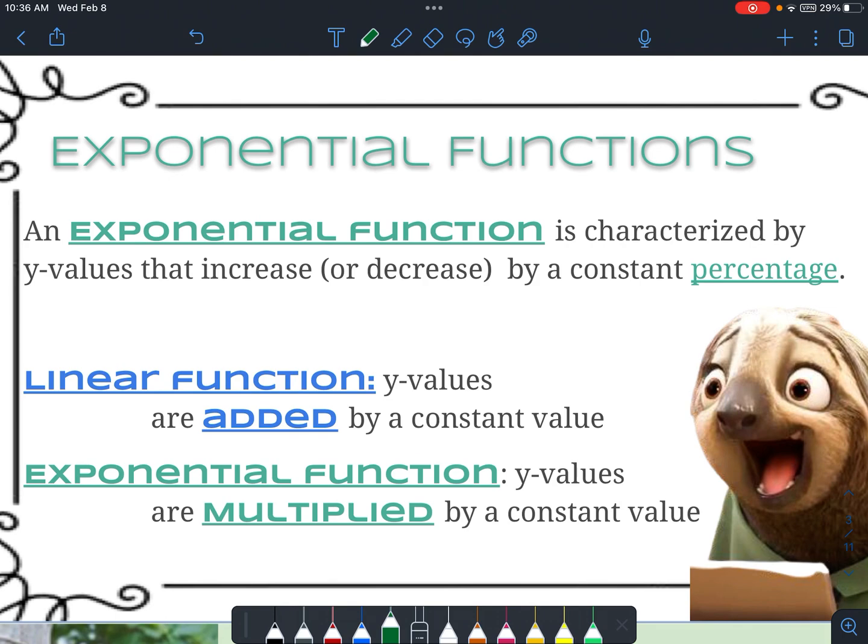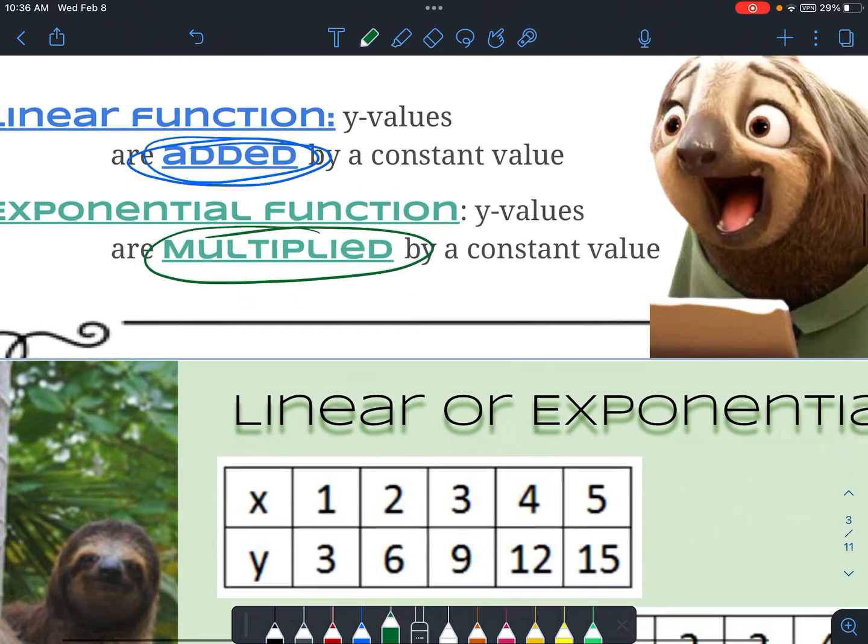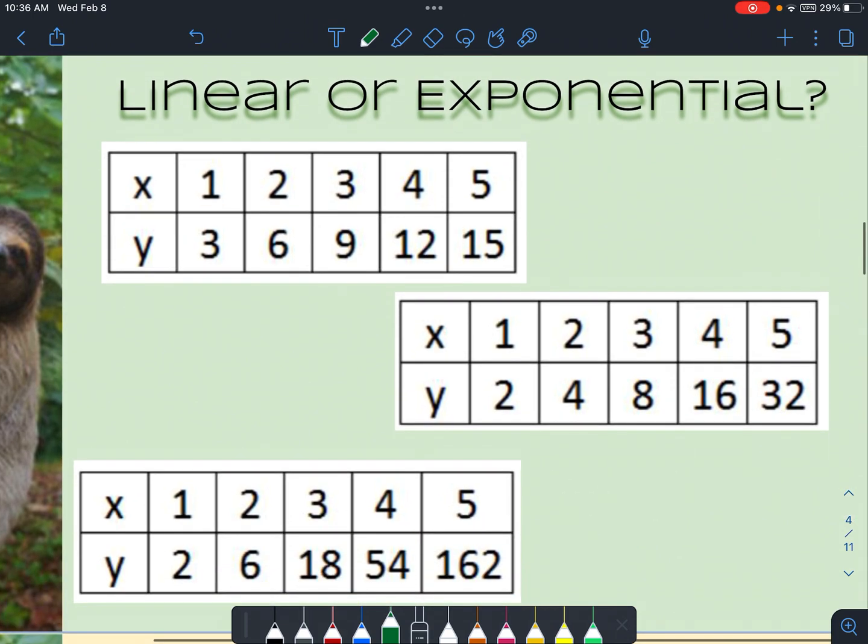So exponential functions, this is just kind of the words of it, right? To compare the two, we had linear functions in the past, and that's where we added. The y values were added by a constant value. Exponential is different because we're going to multiply the y values, and that's way easier to show you than to say. When I say it, it seems kind of confusing, but we can see it right here on this slide. Are these tables linear or are they exponential?